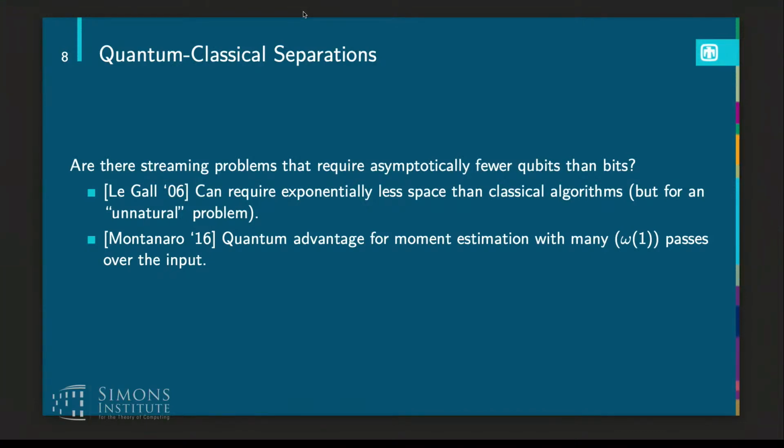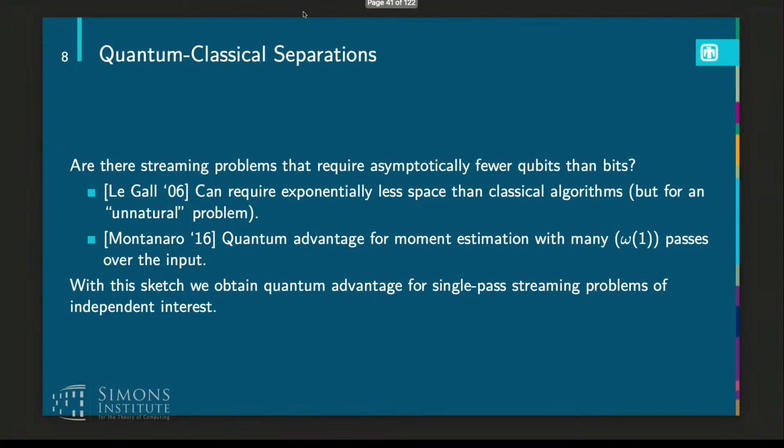But these advantages only arise when you have very many passes over the stream. In particular, if you have k passes, you get a square root k quantum advantage. And so what we're going to be able to do with this sketch is get quantum advantage for single pass streaming problems of independent classical interest.